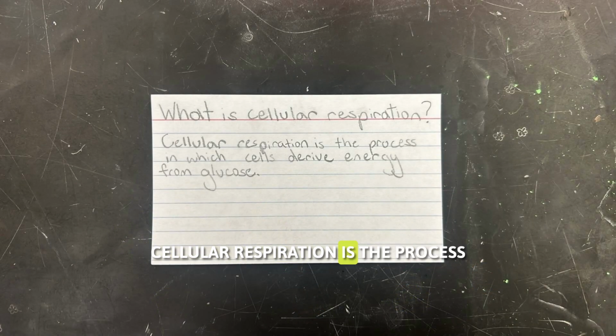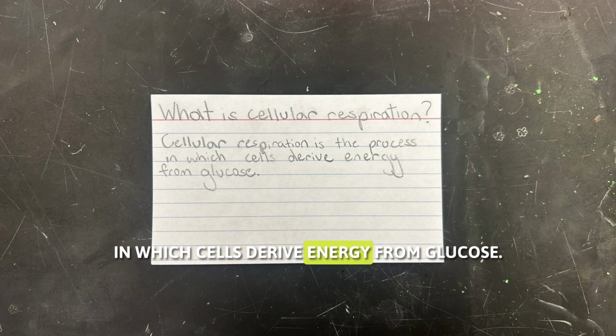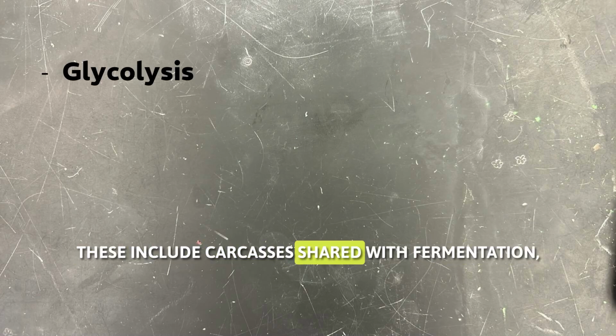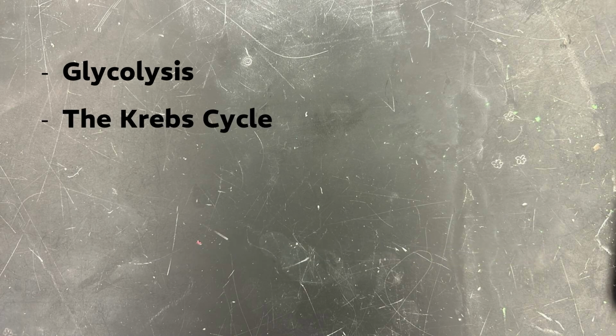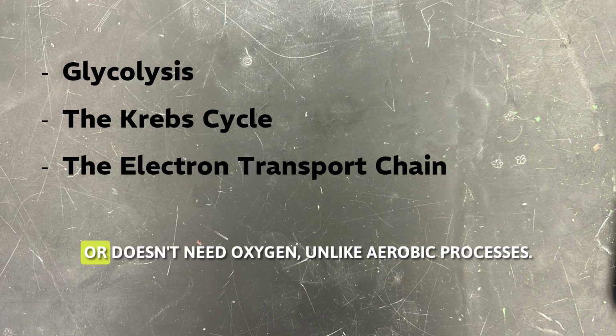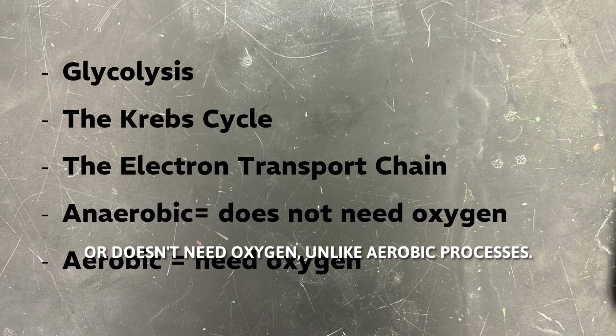Cellular respiration is the process in which cells derive energy from glucose. There are three main steps of aerobic respiration. These include glycolysis, shared with fermentation, the Krebs cycle, and the electron transport chain. Fermentation is anaerobic, or doesn't need oxygen, unlike aerobic processes.